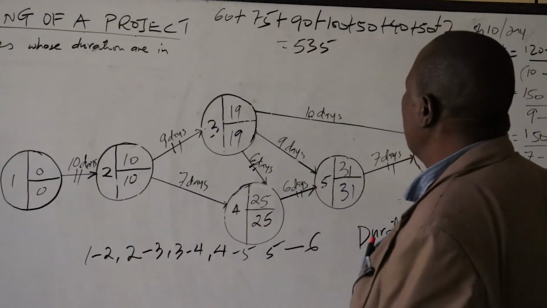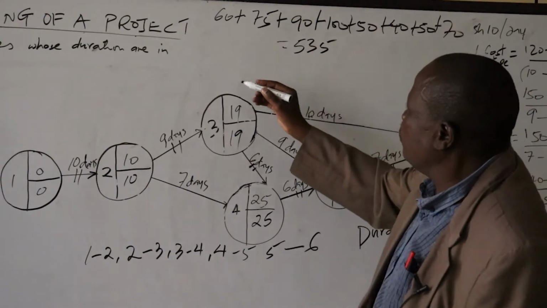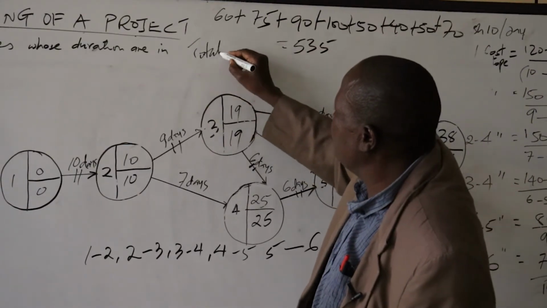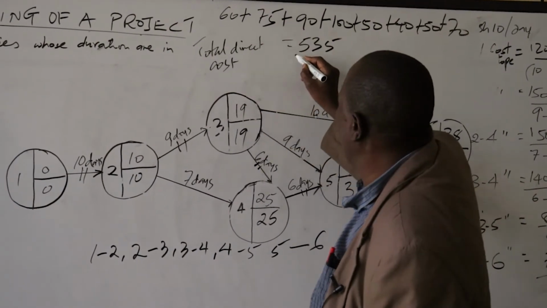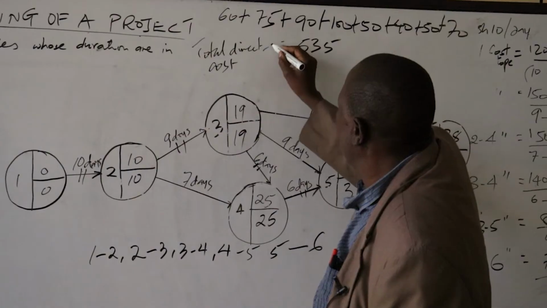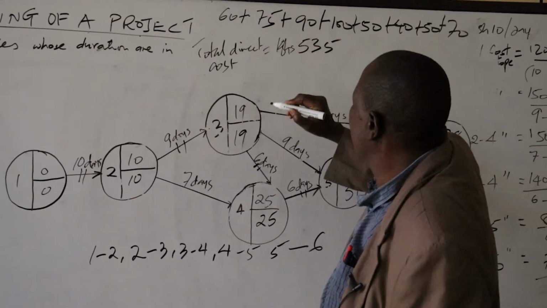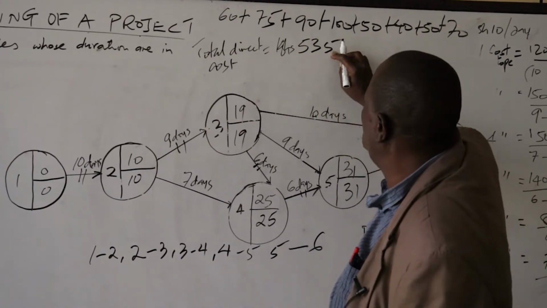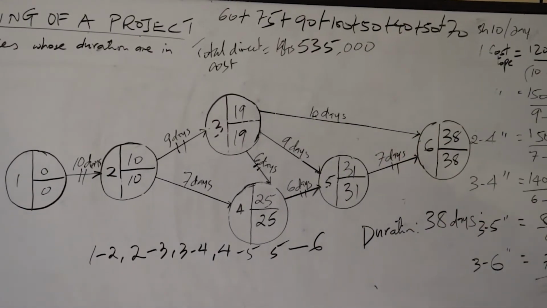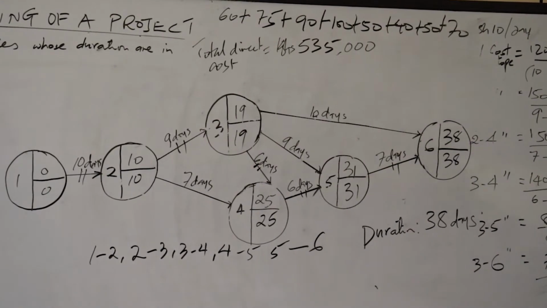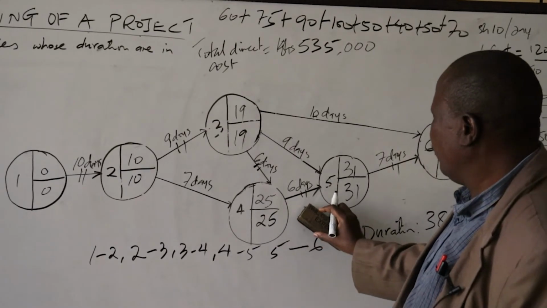So this gives us a total direct cost equal to Kenya shillings 535, existing in thousands. From there, the equation. Now, we want to crash activity 4 to 5.